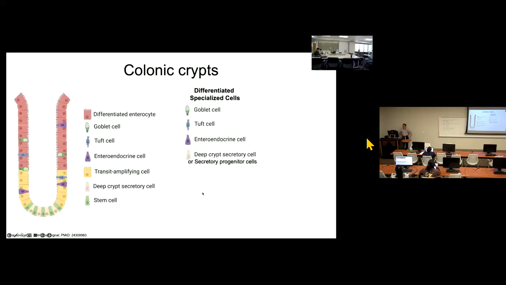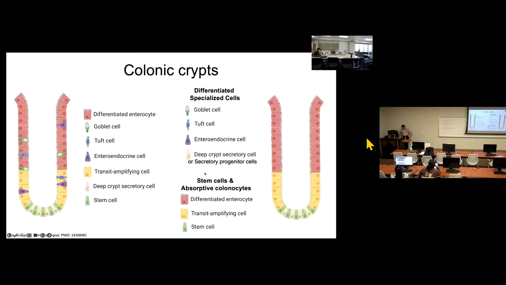Like I mentioned, we have these differentiated cells, but they're also very specialized cells. They have nice functions. And so you just saw that I was able to identify all these cell types here. The next thing would be to identify the stem cells and the absorptive colonocytes. So you can kind of see from this image to this image, I got rid of all those specialized cells. And now we're really left with the backbone of what I guess colonocytes do.